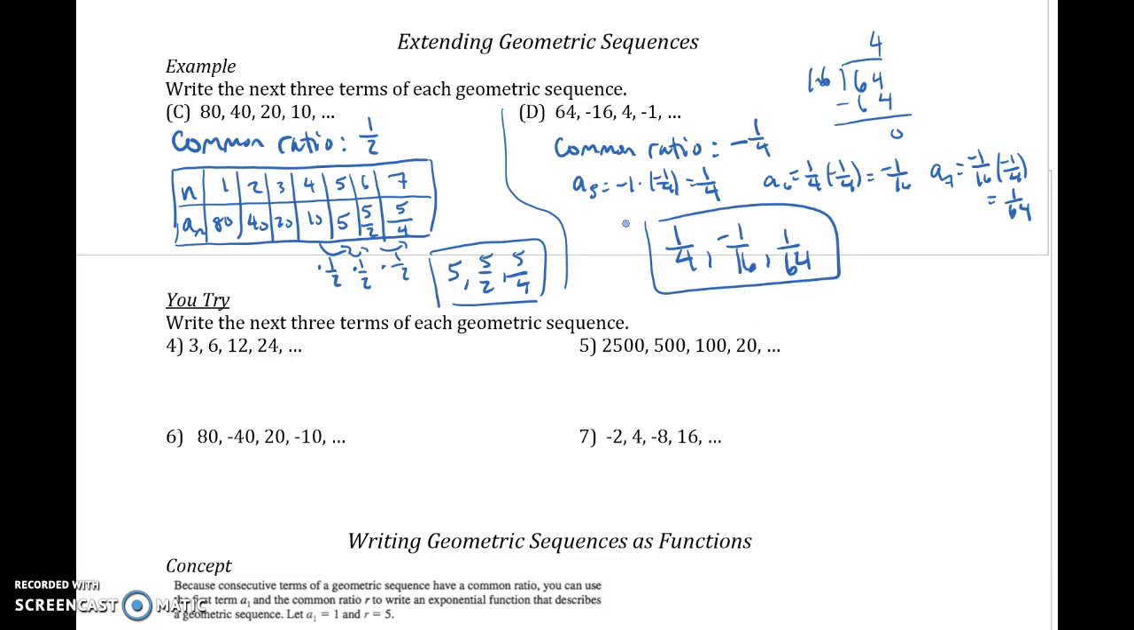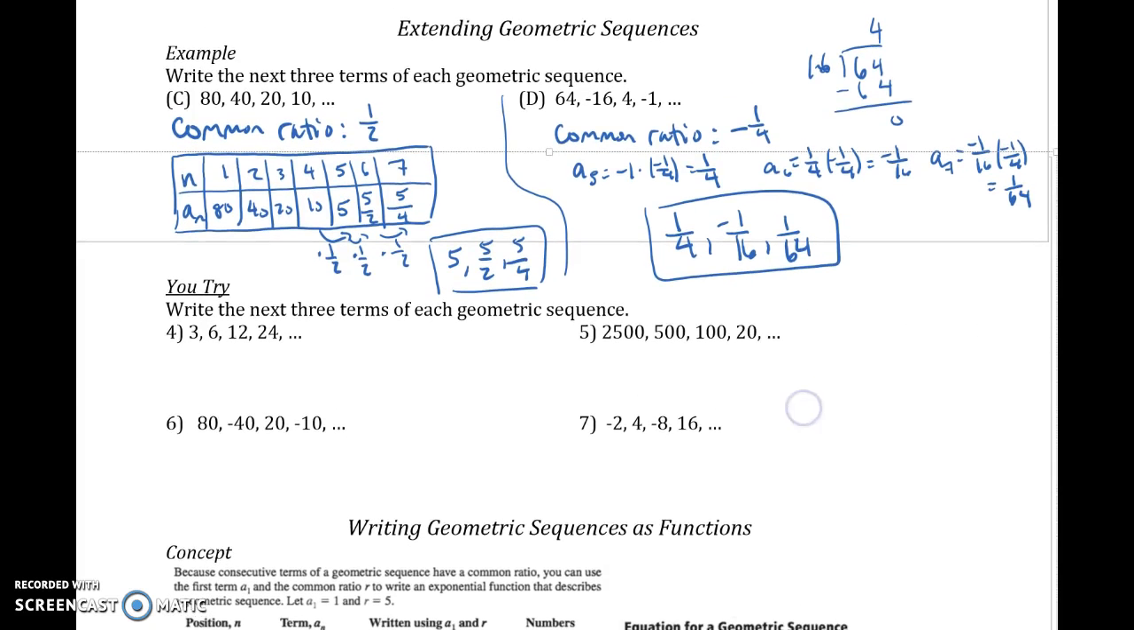Okay? So it doesn't matter how you do your work. What's important is you do get those three terms and your work is readable, right? And I can follow it. So go ahead and try 4, 5, 6, and 7. Find those common ratios and then find the next three terms for each sequence.